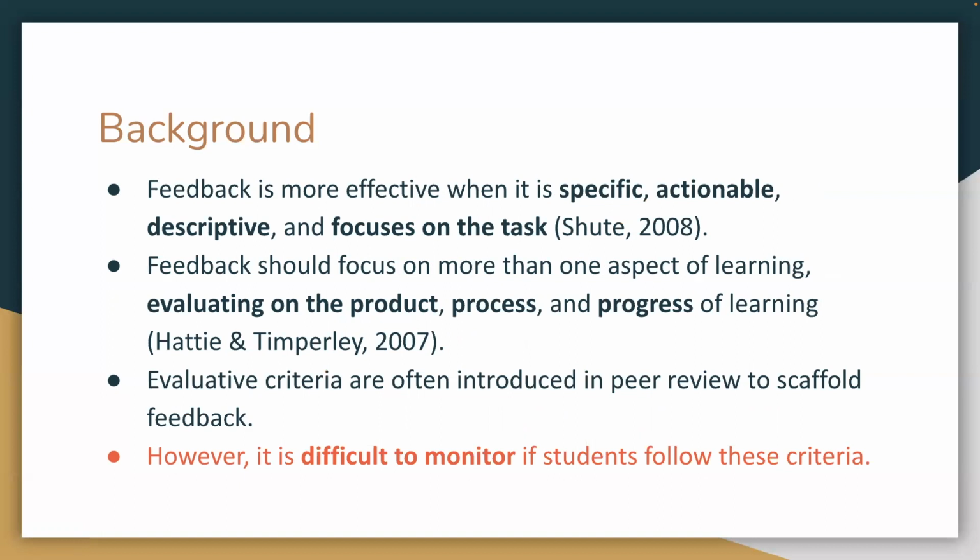And in addition to the characteristics of feedback that we just mentioned, Hattie and Timperley proposed a four-level model outlining the four areas of learning a feedback can be commenting on. And they suggest that feedback should focus on more than one aspect of learning. Specifically, the feedback should evaluate the product, process, and progress of learning.